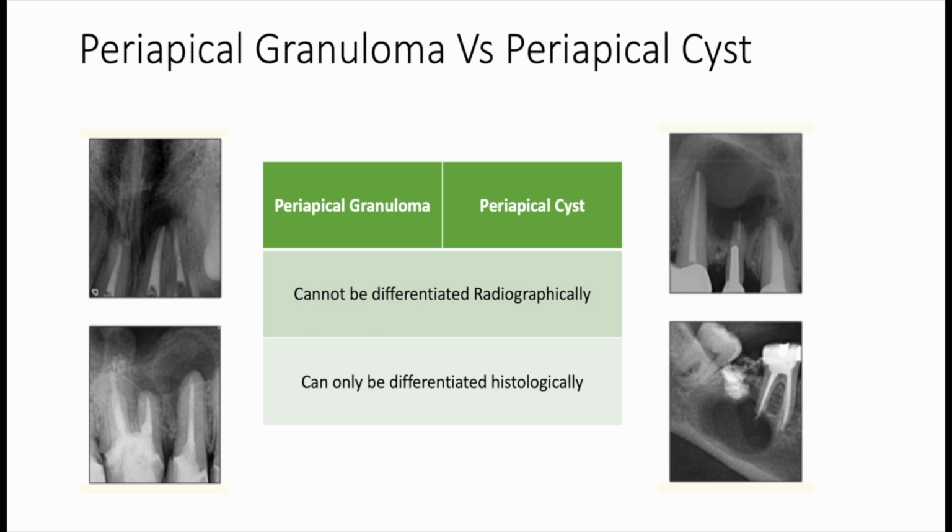Why did I mention that? Because there is a common question in national boards which keeps asking you this question: which of these two can only be differentiated histologically or pathologically, but not clinically or radiographically? And the answer to that is periapical granuloma and periapical cyst.